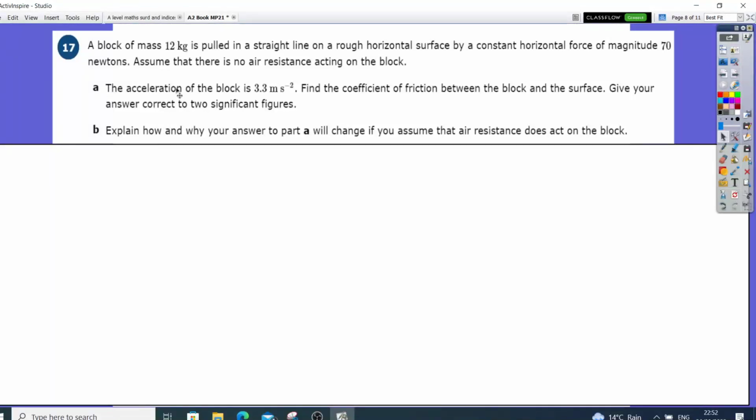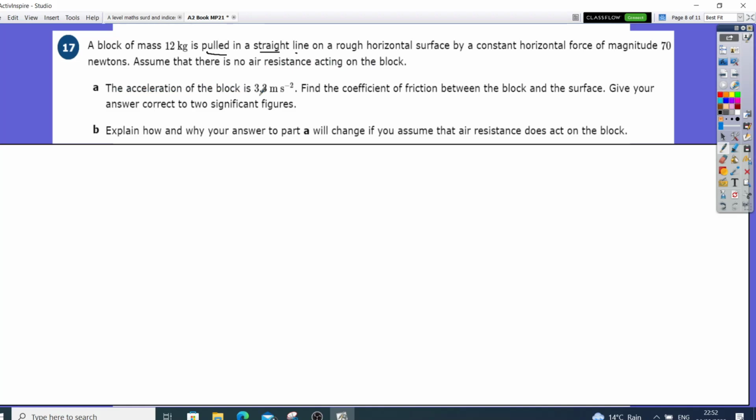Okay, let's have a quick read of this question. A block of 12 kg is pulled in a straight line on a rough horizontal surface by a constant force of magnitude 70 newtons. Assume there is no air resistance acting on the block.